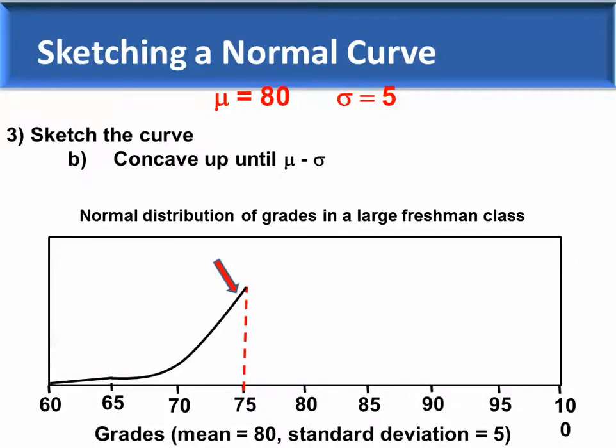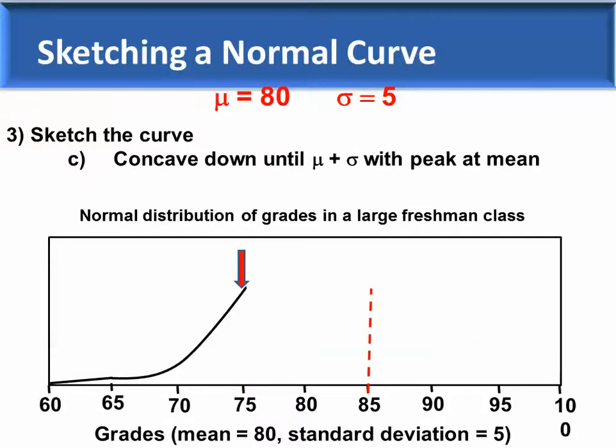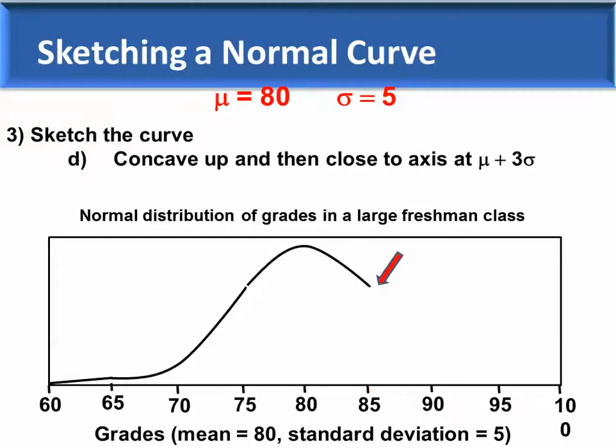And I recommend that you sketch this in pencil so that we can smooth this out later. So we know now at 1 standard deviation it's going to switch to be concave down until it gets to 1 standard deviation above, so from 1 below to 1 above. And then it's going to switch concavity again until it gets to mu plus 3 sigma, where it'll be very close but not quite touching the axis.